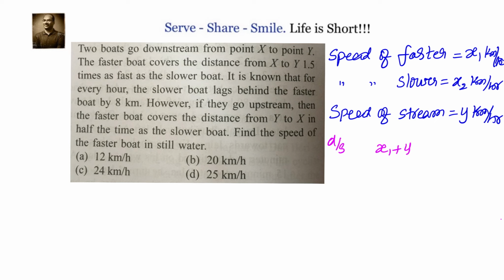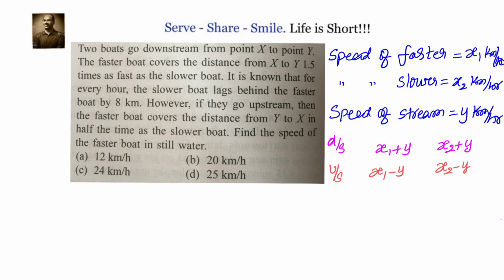Now when we look at upstream and downstream problems, for downstream, the faster boat's speed will be x1 plus y kilometers per hour, and for the slower boat it will be x2 plus y kilometers per hour. Whereas upstream, the faster boat will be x1 minus y kilometers per hour and the slower boat will be x2 minus y kilometers per hour.